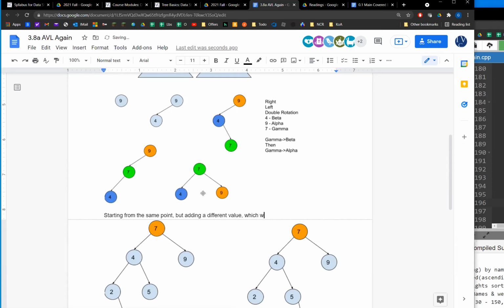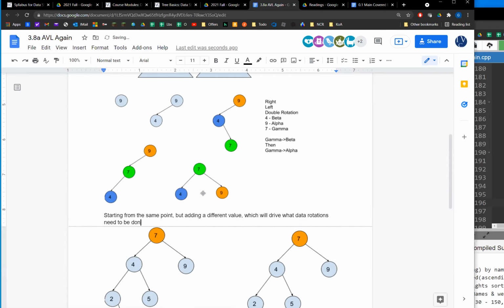Value which will drive what data rotations need to be done.